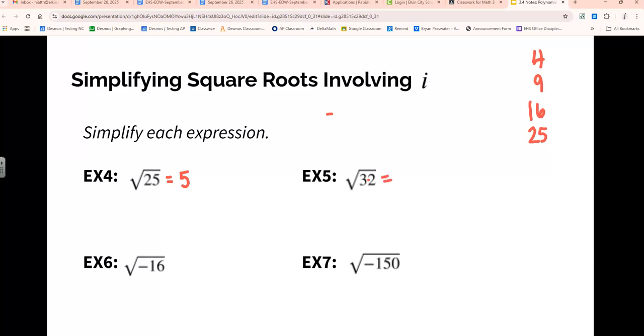So what I can do here is 32 is actually the same as the square root of 16 times the square root of 2. Because 16 times 2 gives you 32. So if I break it up this way, I can take the square root of 16, which is 4, and I cannot take the square root of 2, so it would stay underneath the square root. So we would simplify the root like that.